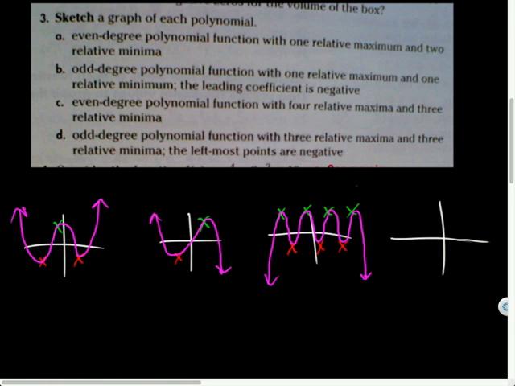Let's see, an odd degree polynomial with three relative maxima, three relative minima, and the leftmost points are negative. So the leftmost points are negative, so it's like that. If it's odd degree, I know it's pointing in opposite directions. So what would the leading coefficient of a function that has this end behavior look like? Positive. Right, that's a positive leading coefficient, because the negative y and the negative x are matched up, and the positive y and the positive x are matched up. So the cactus is like that. Right hand down is what I'd like.